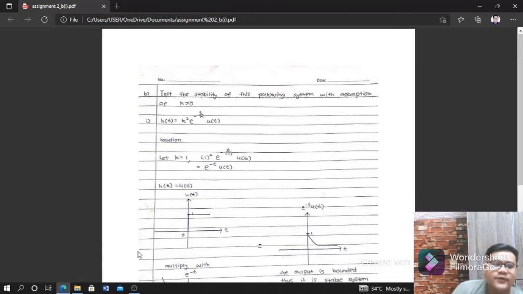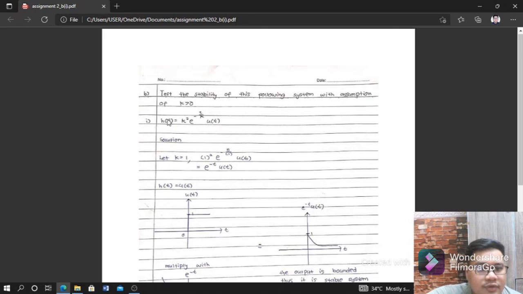Assalamualaikum and hello. My name is Muhammad Izzat, and today I'm going to present question number B1. For question B1, test the stability of the following system with the assumption that k is bigger than 2.